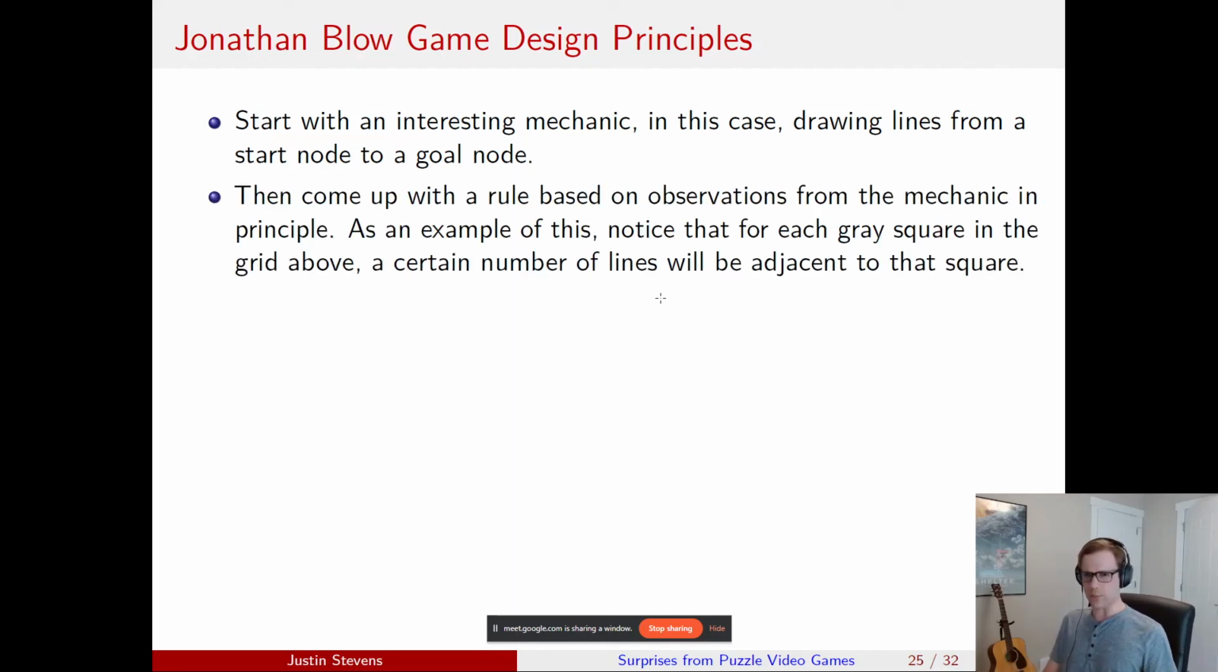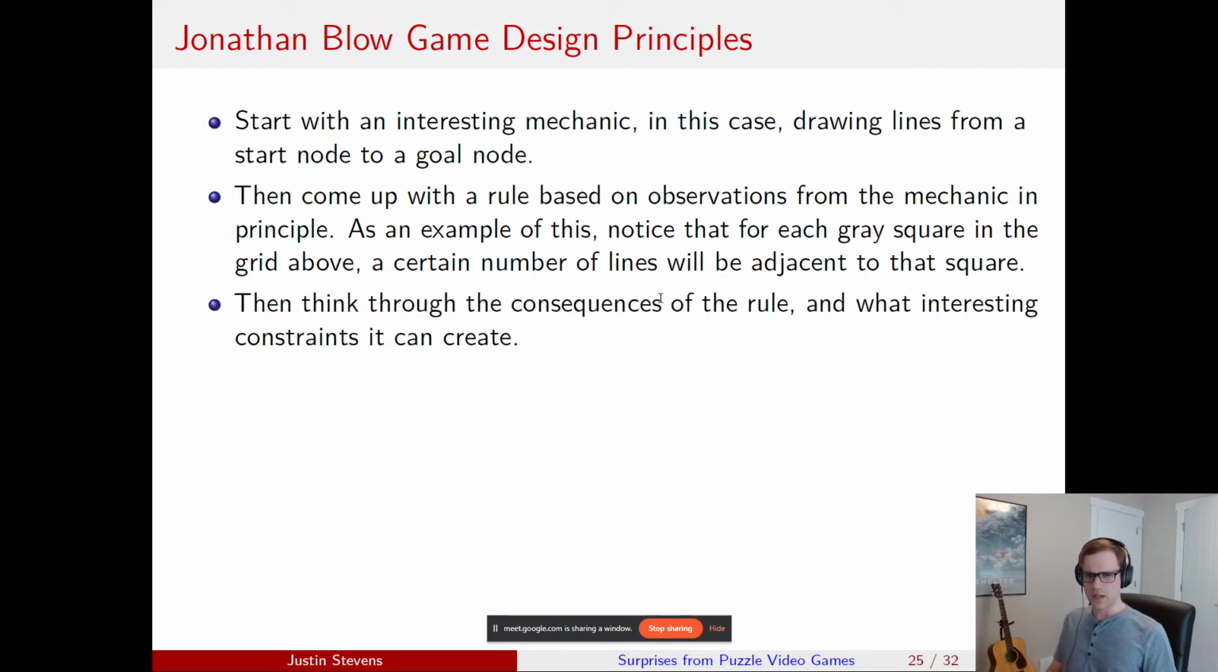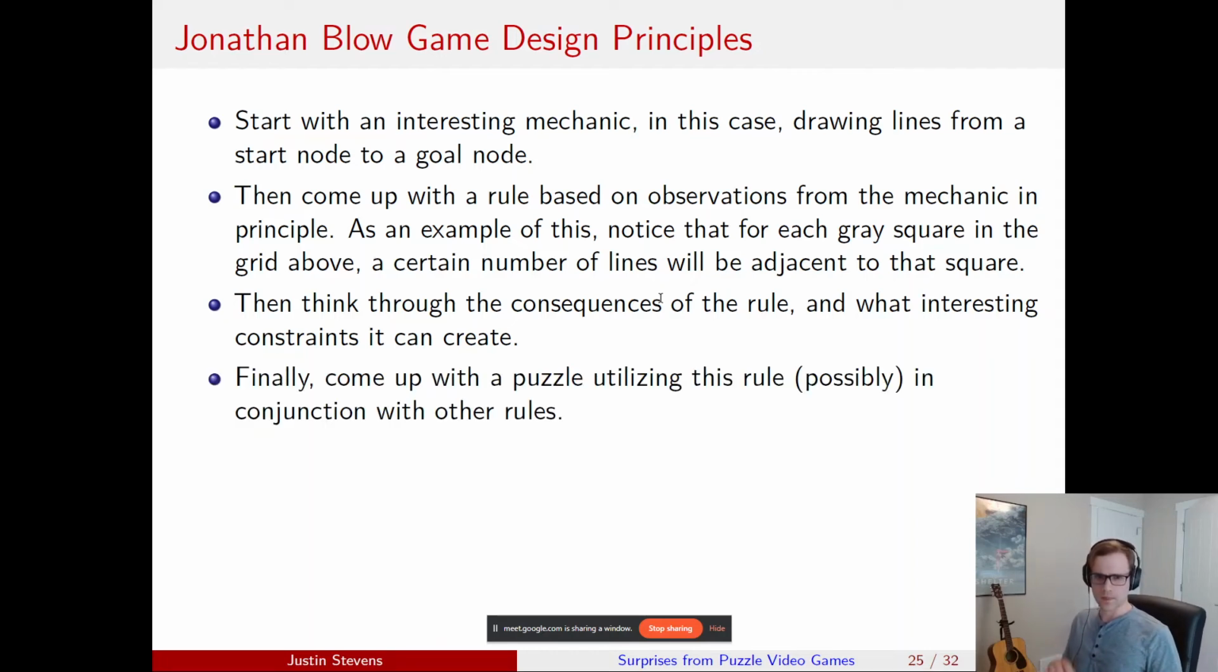And then he tries to come up with a rule based on the observations from the mechanic and the principle. As an example of this, notice that in the previous puzzle, for each of the gray squares in the grid from before, a certain number of lines will be adjacent to that square. He then tries to think through what the consequences of the rule are and what interesting constraints it can make as well. And then finally, after he's come up with all these elements, he just comes up with a puzzle utilizing this rule, possibly in conjunction sometimes with other rules.